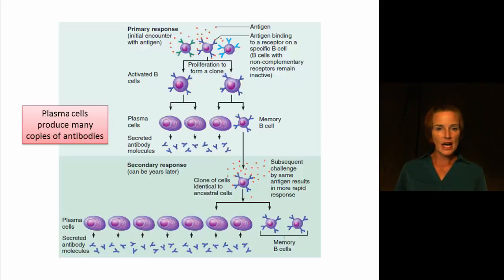Many years later, we might have a secondary response that takes place. This would be a response that occurs by challenge of that same pathogen. This pathogen would be recognized by the memory cells, which are already activated B cells. And once those activated B cells recognize the antigen again, this is going to stimulate a much more rapid response. We will have plasma cells produced again, and these are going to secrete antibody molecules.